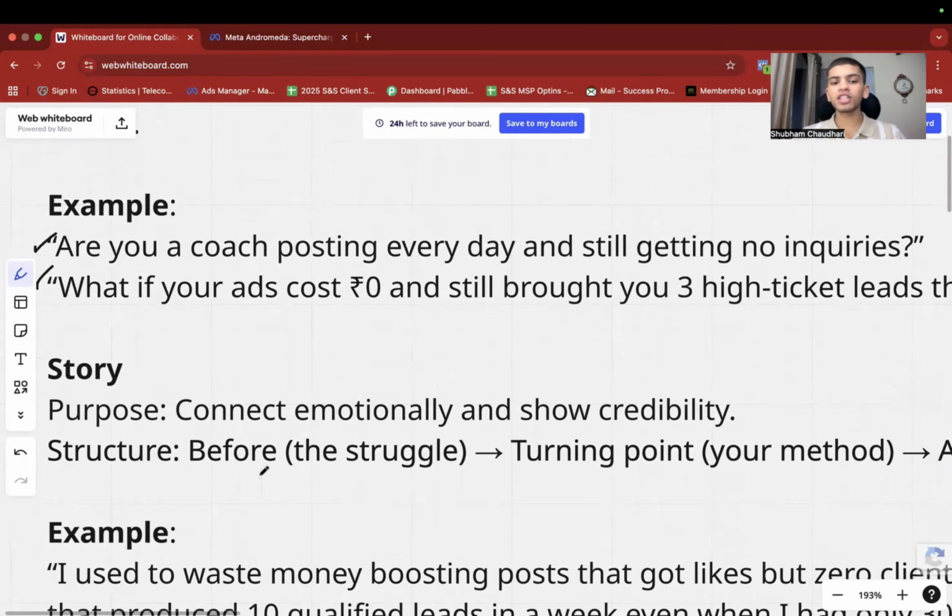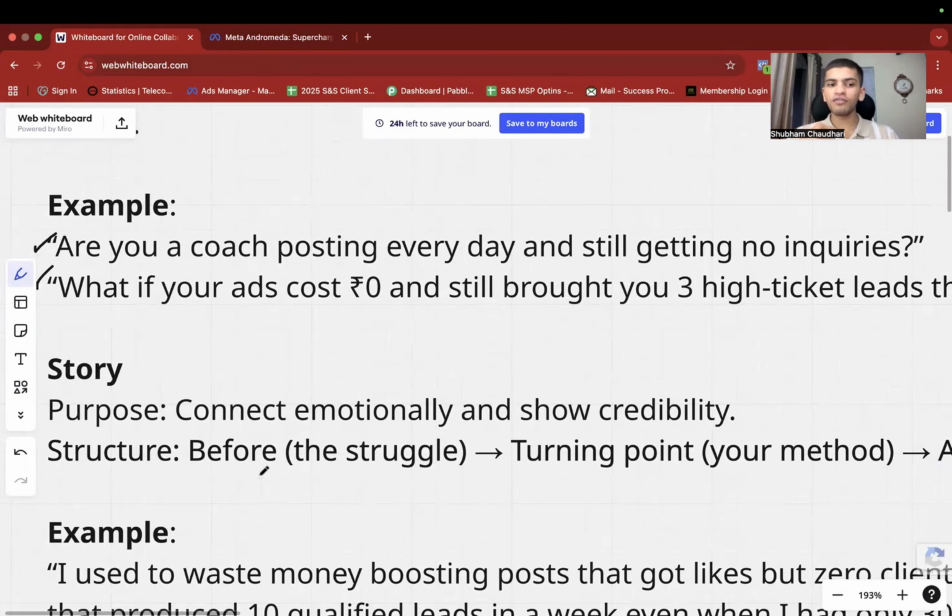Then the next thing is the story that you are telling. The story in your content or the ad that you are shooting should connect with them very emotionally and it should build your credibility. Now, how do you build credibility in the coaching industry? I feel that you can only build it if you have solved for yourself the problem which you are trying to solve for your target audience. Did you get my point?